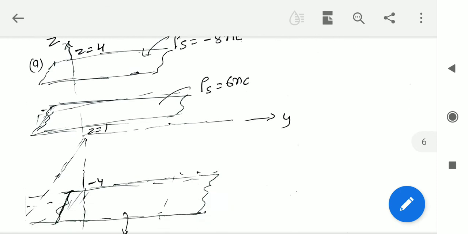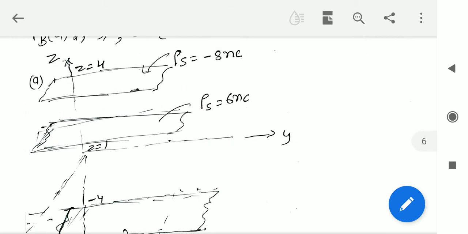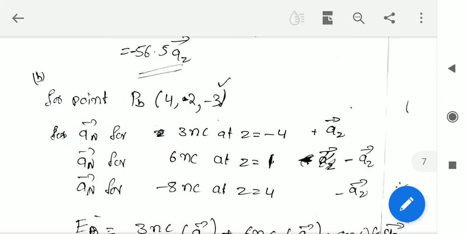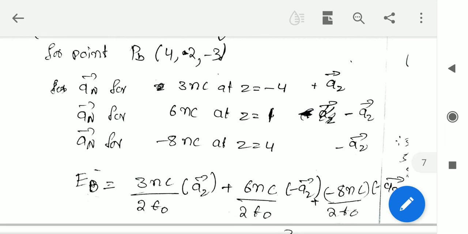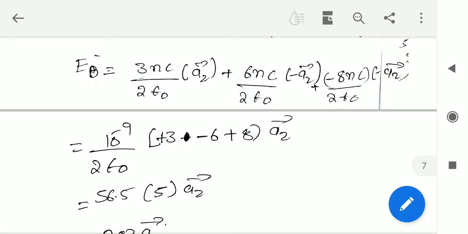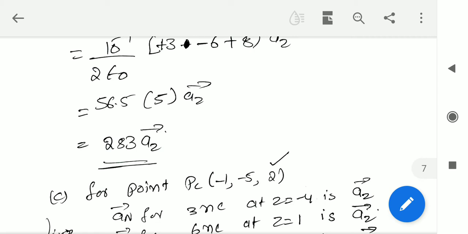So for that reason, an due to 3 nanocoulomb is plus az, and an due to 8 nanocoulomb and 6 nanocoulomb is minus az. So this an value for 3 nanocoulomb at z equal to minus 4 is plus az, and an for the other two, which are present at z equal to 1 and z equal to 4, is minus az. After substituting these values, everything is the same, only the az signs differ. After substituting, we will get this as an answer. We will go for another point. The third point is present at minus 1, minus 5, 2.